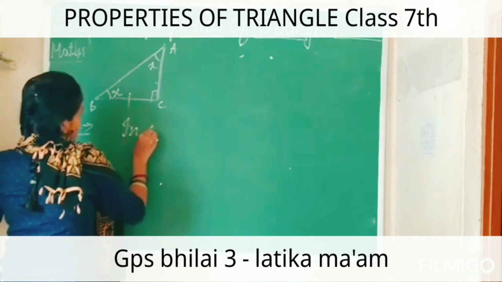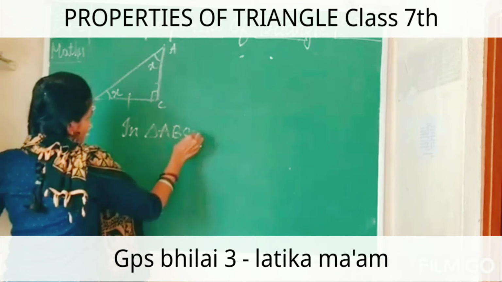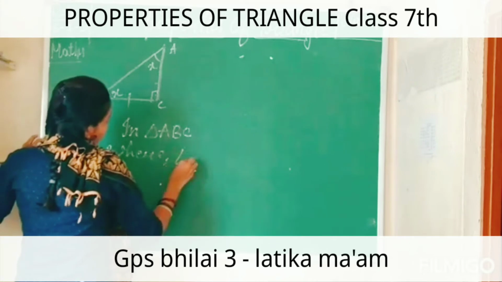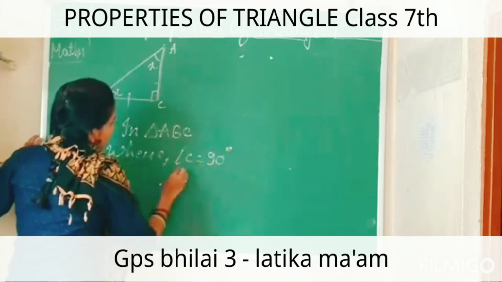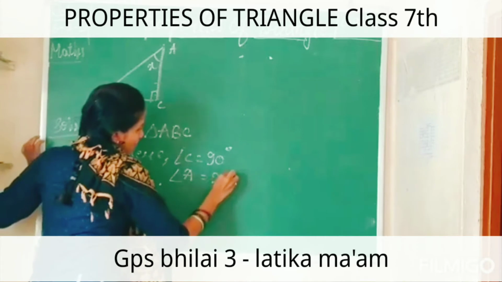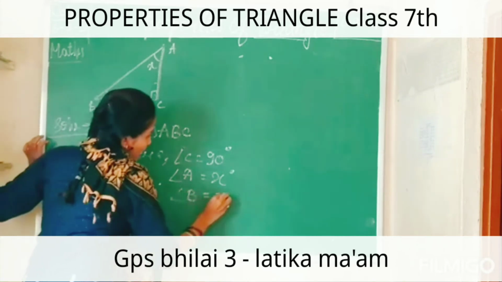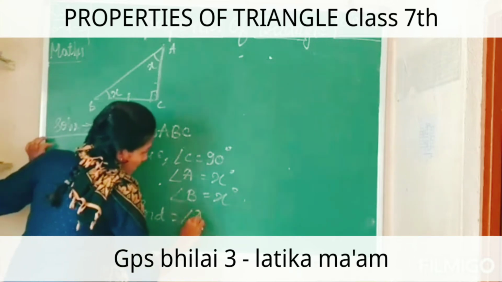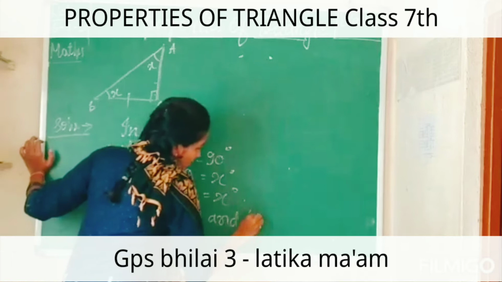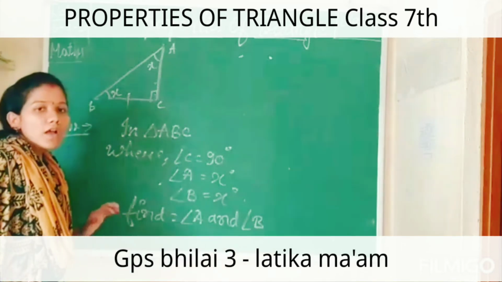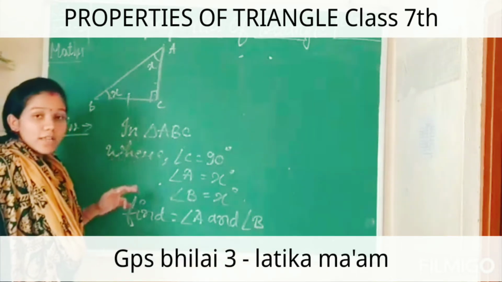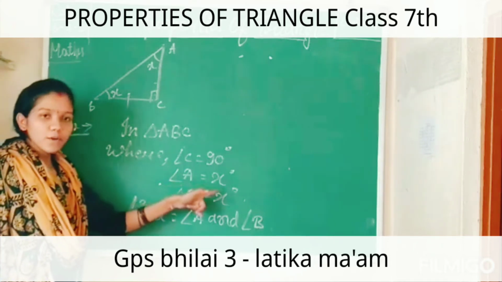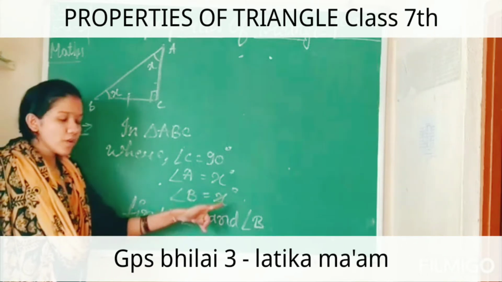In triangle ABC, where angle C is equal to 90 degrees, angle A is equal to x degrees, angle B is equal to x degrees. Find angle A and angle B. In this video, triangle ABC, where angle C is equal to 90 degrees, angle A is equal to x degrees, angle B is equal to x degrees.